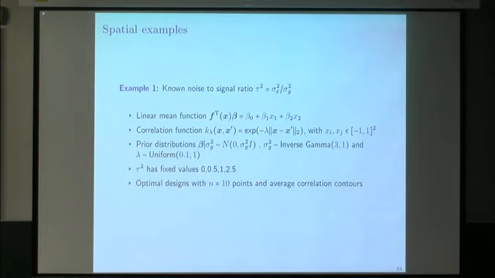The second example is from spatial statistics, and it's a two-dimensional example. We assume a noise to signal ratio to be known, and we have a linear mean function and an exponential correlation function, and again we assume normal inverse gamma priors for trend and sigma squared g. Also we have a uniform prior for lambda, and we consider 4 fixed values for the noise to signal ratio.